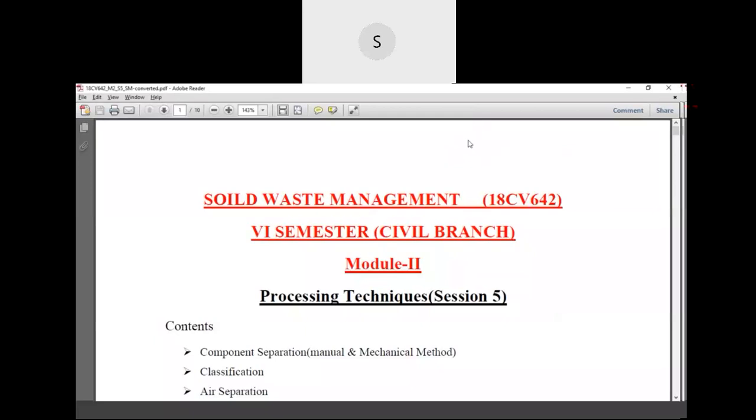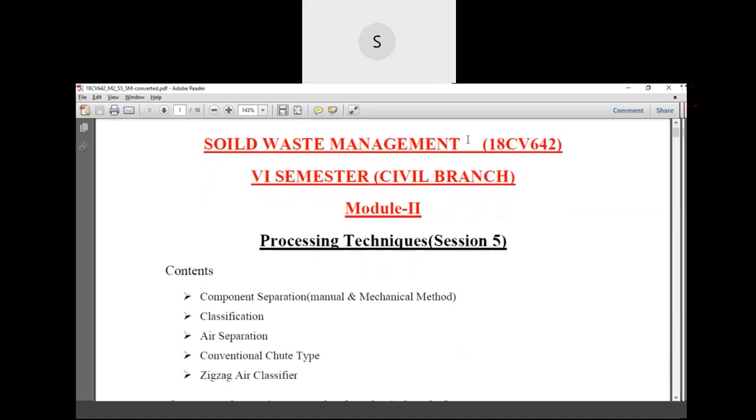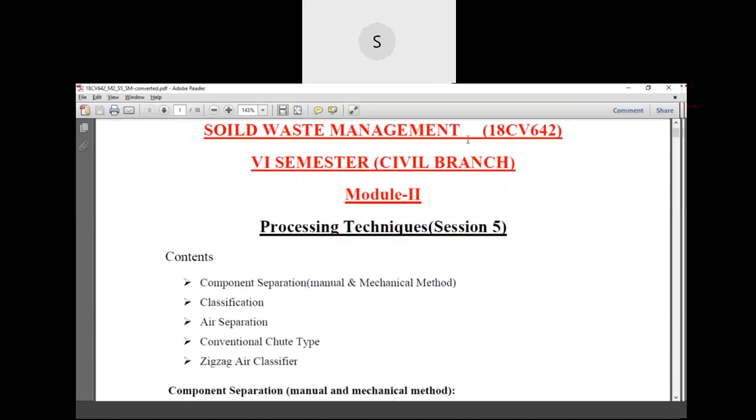Today I am discussing solid waste management, for the 6th semester civil engineering branch, subject code 18CV642. I am taking up module number 2, session number 5, about the processing techniques. The contents of the discussion are component separation, classification, air separation, and the conventional tube type and zigzag air classifier. So these are the contents of discussion today.